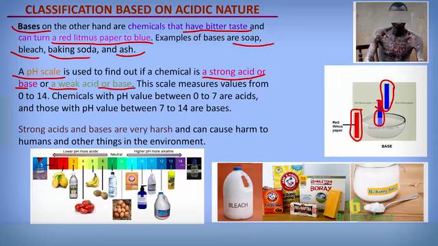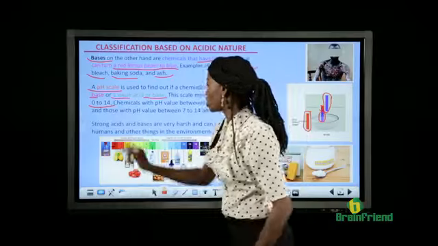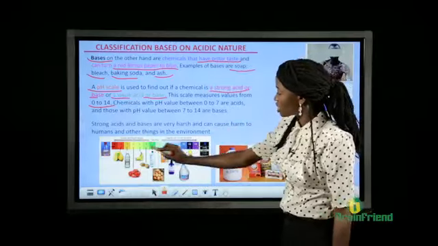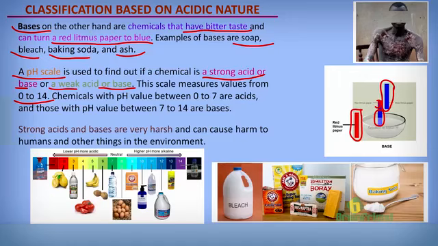The pH scale measures values from 0 to 14. The pH scale is just like every other scale. This is what it looks like. It has different colors that indicate the strength of an acid or a base.